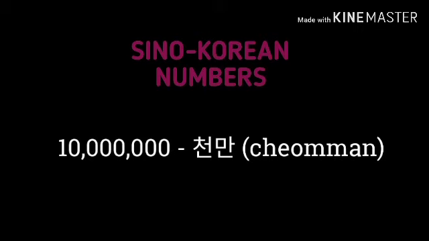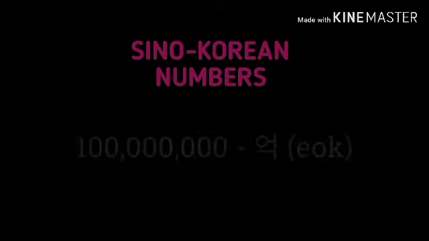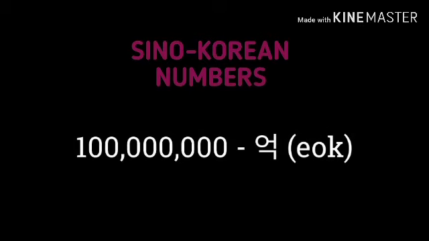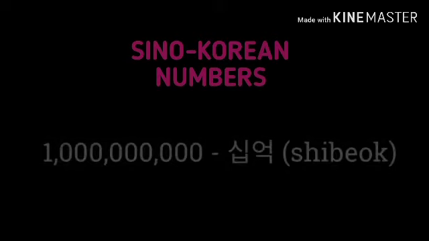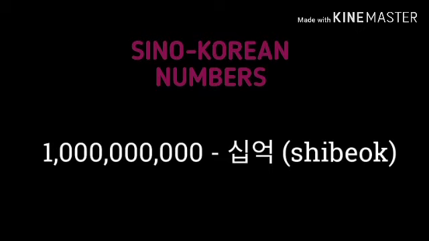10,000,000. There is another irregularity in this one. If you read this, it will be pronounced as chonman, but the proper pronunciation is chomman. 100,000,000, ok. 1,000,000,000, shibok. That's all for the Sino-Korean numbers. Let's start counting again.